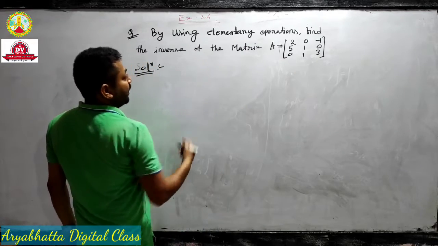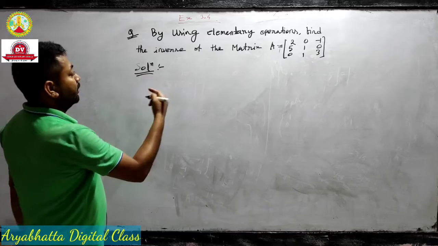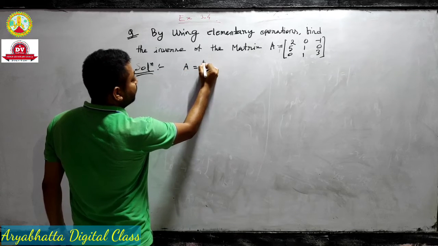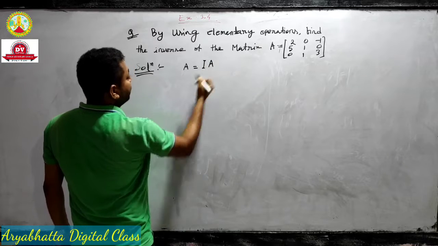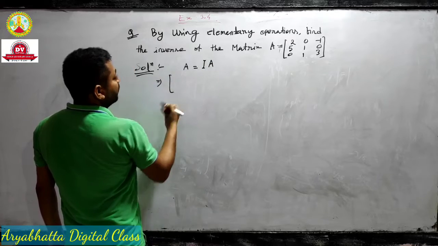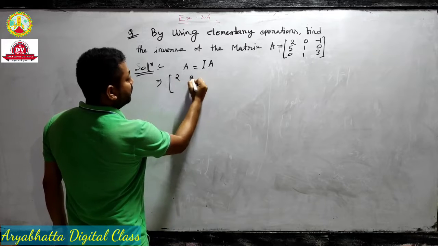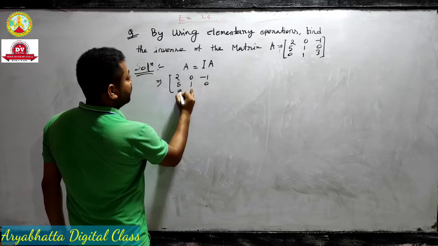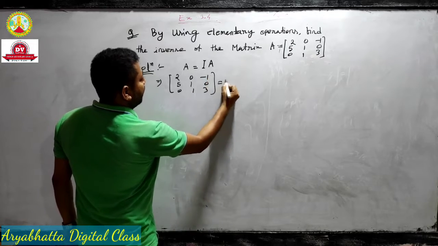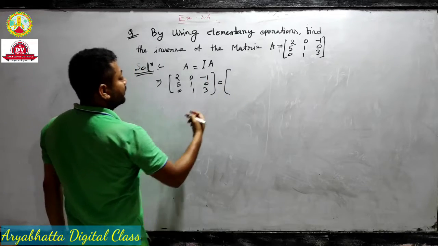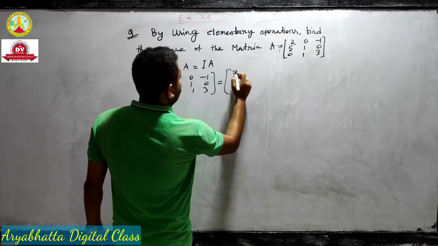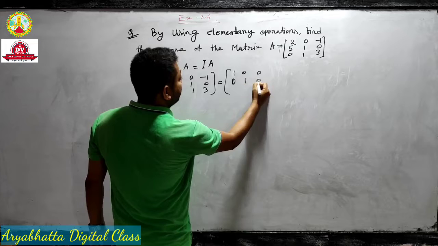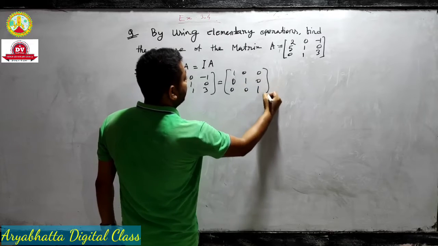Therefore, if we apply the row transformation, then we can write A equal to I into A, that is, A equal to [2, 0, -1; 5, 1, 0; 0, 1, 3], and I is the identity matrix of 3 by 3 order, [1, 0, 0; 0, 1, 0; 0, 0, 1], into A.